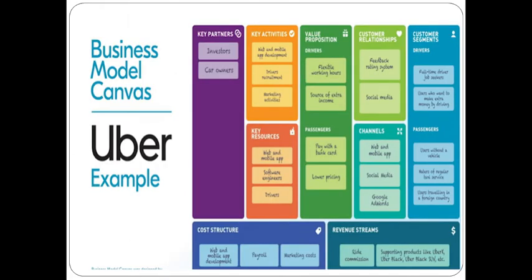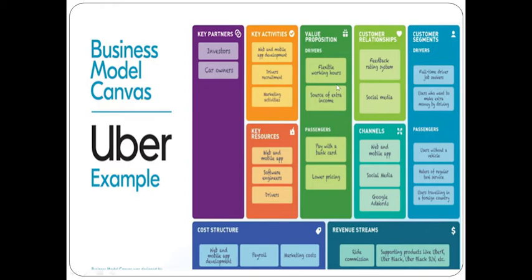Now I'll be taking an Uber example for you all, which will consider all the parameters. These are the 9 blocks into which you have to divide your chart. The first one, as I told you, is value proposition, the first block which you are going to decide. When you are deciding about your value proposition, you will be writing who your customers are. As I told you, in Uber, your value propositions are for your drivers and your passengers.